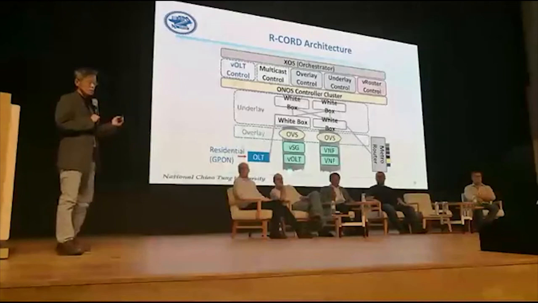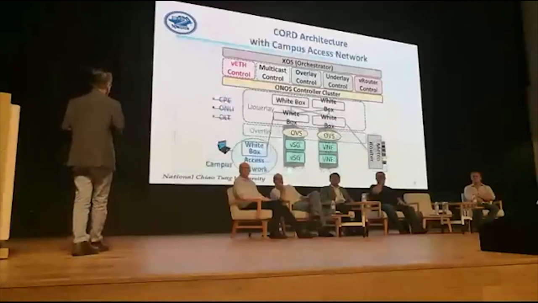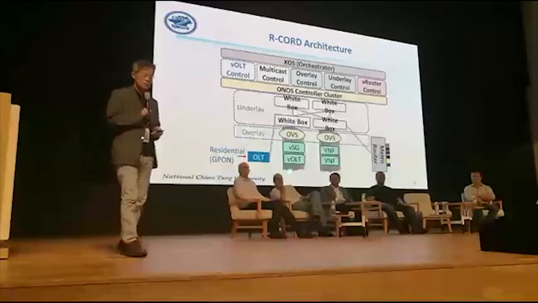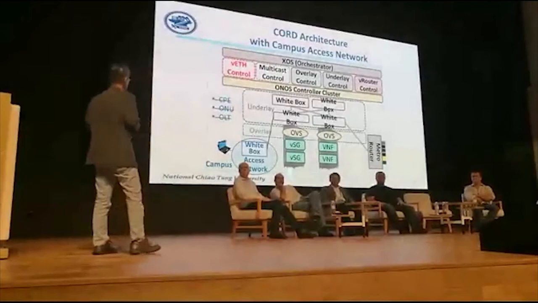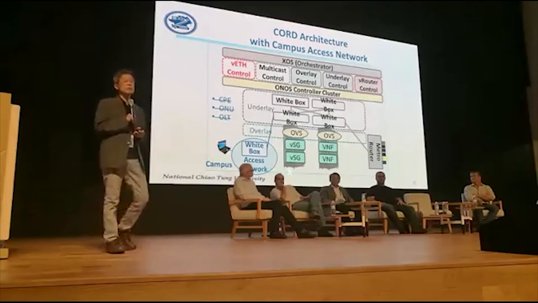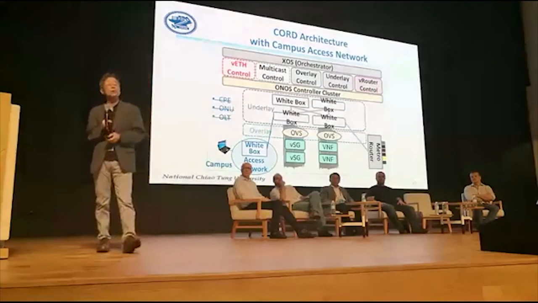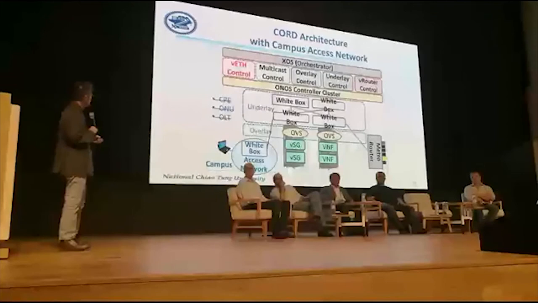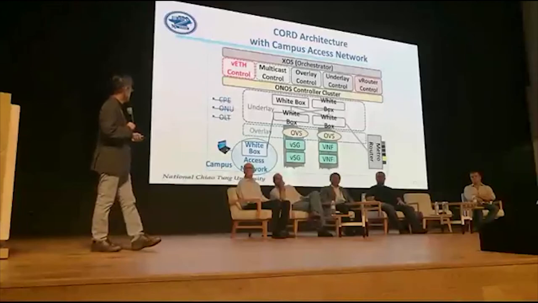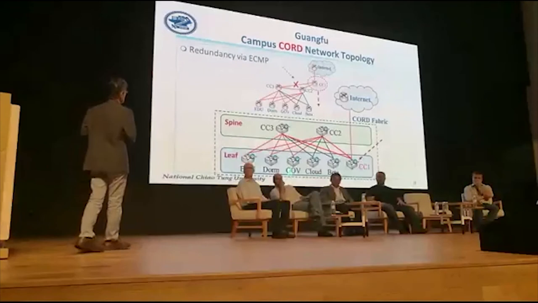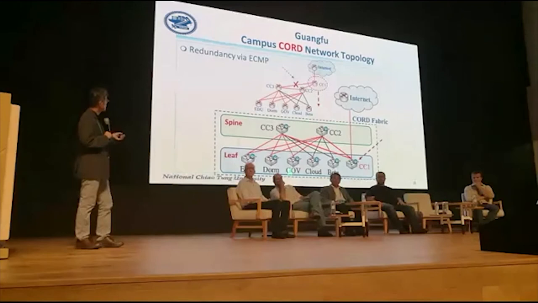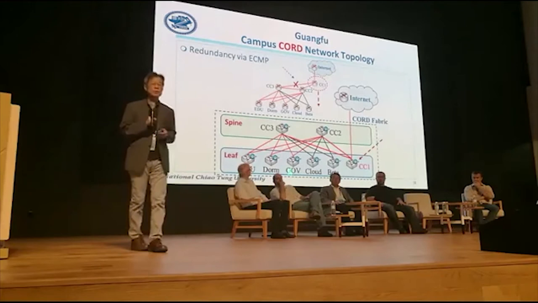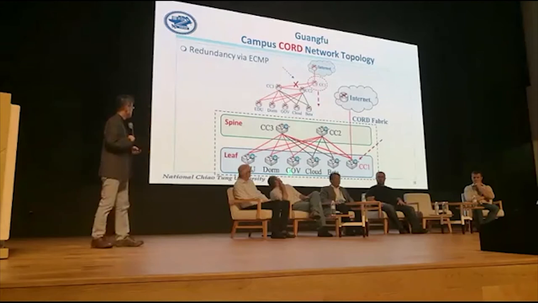Just a refresher for the R-CORD architecture. R-CORD is connecting the residential network, so we have OLT and ONU, CPE, or other GPON equivalent. But in campus, we only have a campus access network. It could be a legacy L2, L3 network, or it could be an SDN network. So we replace the GPON equivalent with a white-box OpenFlow switch, and we bring down our core network to a leaf switch. The redundancy can be done by ECMP. So it's the perfect match for the CORD fabric, spine and leaf.